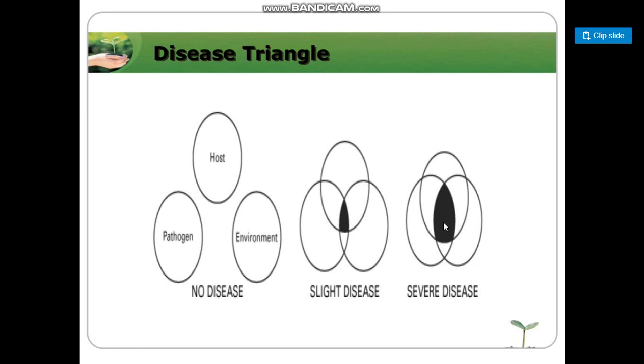When the host and pathogen don't interact with each other in the environment, no disease occurs. And when these interact with each other, then slight disease and severe disease occur.